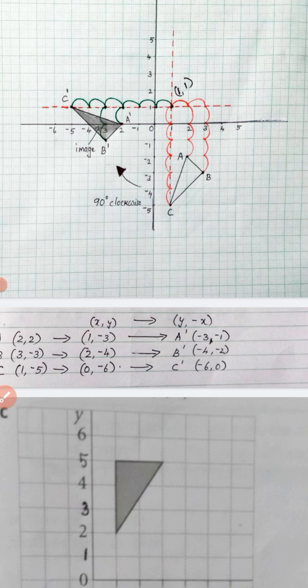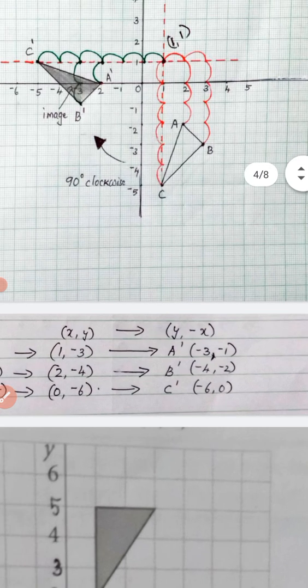But here the center of rotation is not the origin. We can apply this rule only if it is the origin. So we can't take the center of rotation as (0, 0). So we can't apply this rule, (x, y) becomes (y, -x). So first we have to mark the center of rotation.